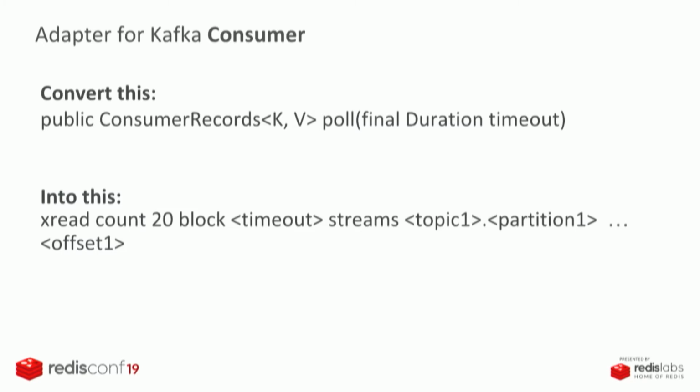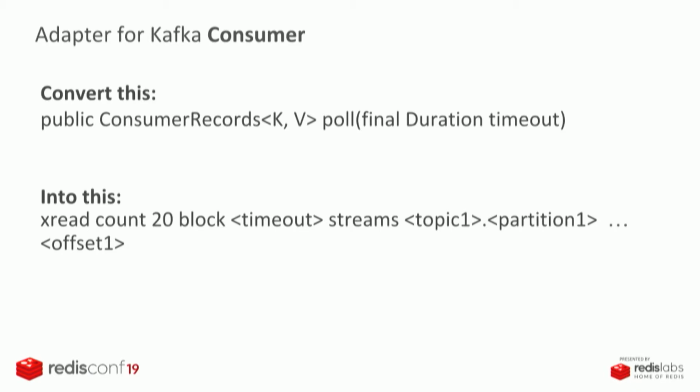Next, the adapter for the consumer side. What would it look like? You have a poll method, which is the Kafka API, and you give it a duration. The implementation of this would essentially convert it into an XREAD command. The XREAD command takes a count, which is how many records you want to read, and how long you want to block, which is the timeout that was given. You can read from multiple streams at the same time, which is something similar that Kafka also allows.